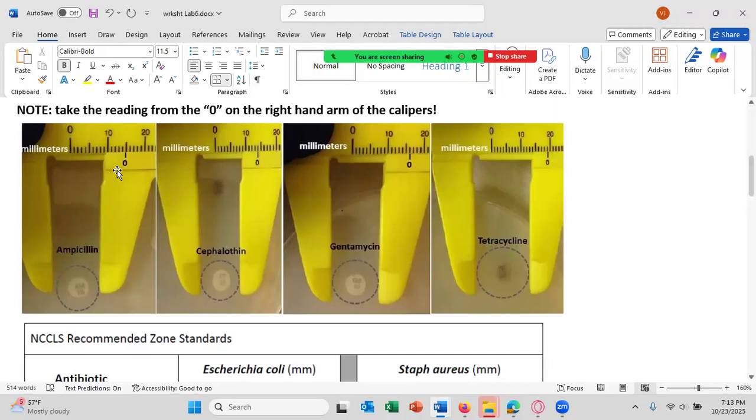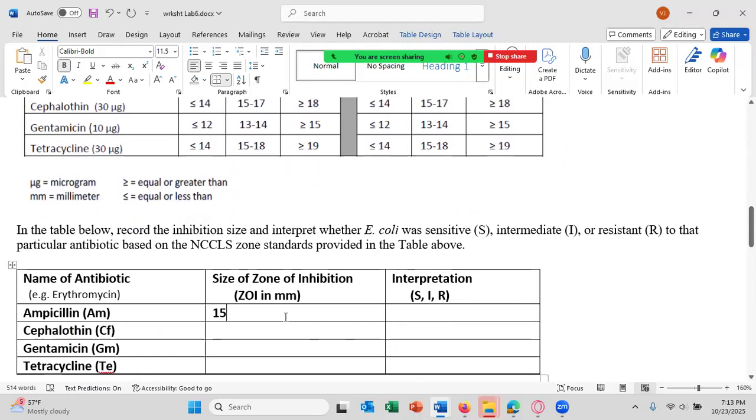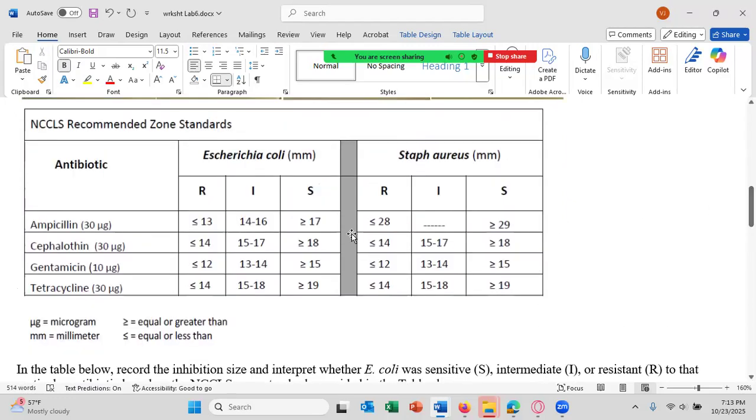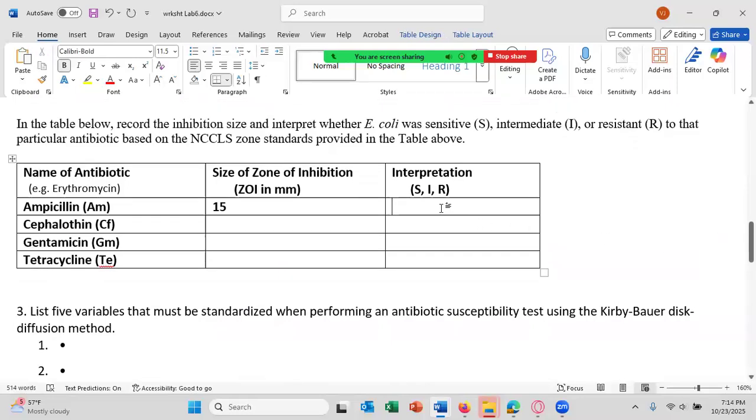ampicillin, the zone of inhibition, is just a hair less than 15 millimeters, meaning 0 to essentially 15. And that's why I've got 15 in there. And when you come up here, take a look at where 15 is for E. coli against ampicillin, and it's in the intermediate column. So the correct answer is I, or you can write intermediate right there. So that's the first one for you.